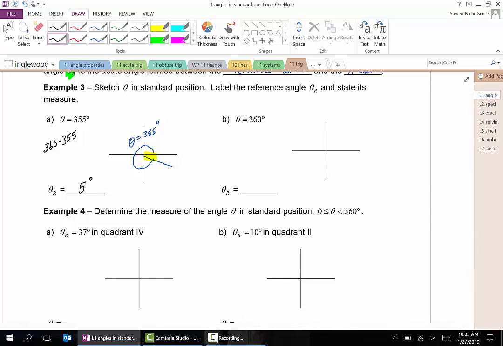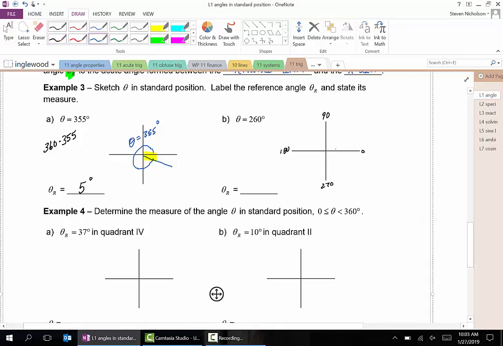So in order to find our reference angle, it's important to be able to plot our standard angle, and we just want to practice enough. Okay, theta is equal to 260. Well, remember in our picture that we did on the first page, there's 0, there's 90, there's 180, there's 270, so we're not quite there.